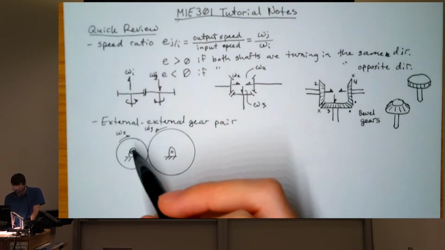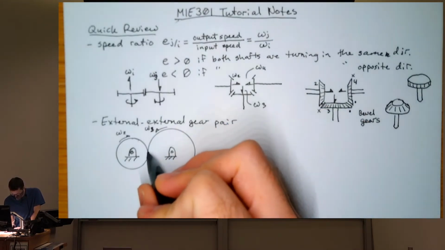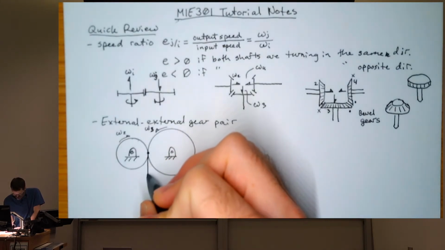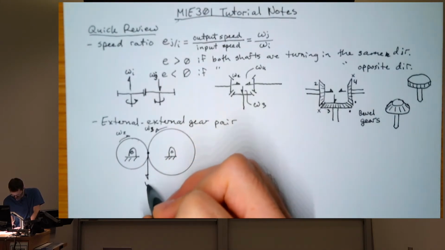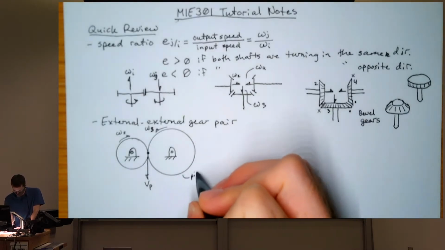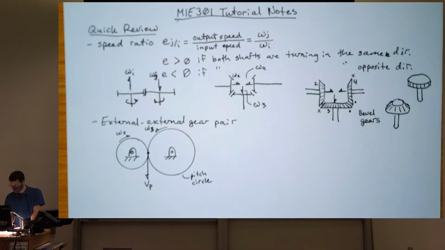Okay, so I've drawn omega 2 and omega 3 in opposite directions because we know that at their point of contact here, there's no slip. So they share some pitch point velocity Vp, or pitch circle velocity. And I've drawn just a simplified version of the gears where this is the pitch circle of the gear. So I don't have to draw their teeth, which are pretty complicated to try to draw accurately. So we're just going to represent the gears like this.